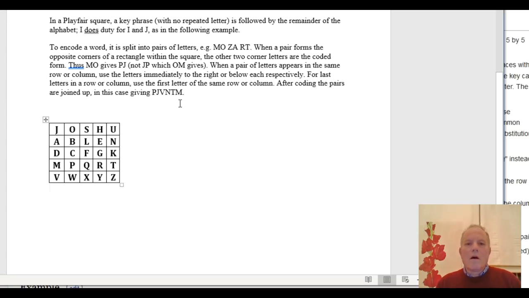Now, obviously, the pair of letters could appear in the same row or column, and there's a special rule for that. When they do, you take the next letter after each one in the row, and if you get to the end of the row, you start again at the beginning. So RT becomes TM here, because they're in the same row. So the letter after R is T, and the letter after T is M. If you'd had RP, you'd get TQ.